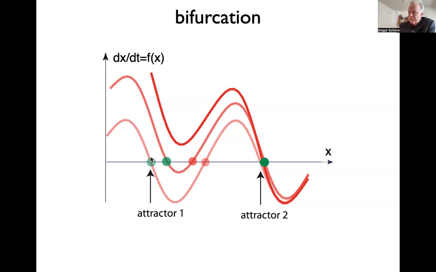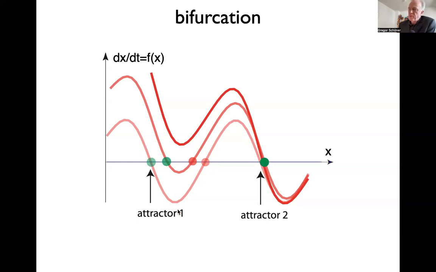And you see, for the light red one, there are 3 fixed points here. This is an attractor, right? A fixed point with a negative slope. Here is a repeller, a fixed point with a positive slope, unstable. And here's another attractor, a fixed point with a negative slope.